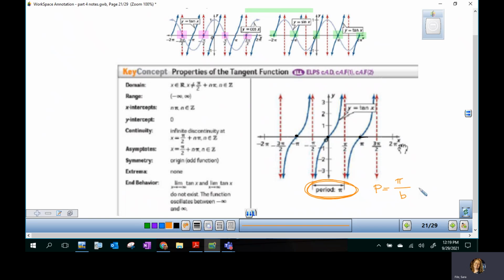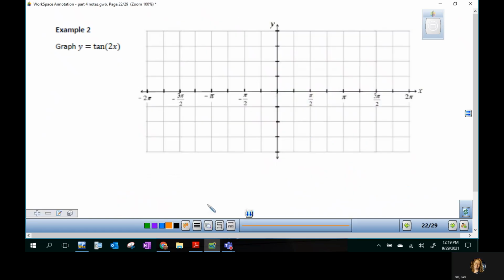You'll follow? All right, so let's try this next example. What is A? Understood 1. No A value, so it's understood to be a 1, which means there's no vertical stretch or compression. What is B? B is the 2.